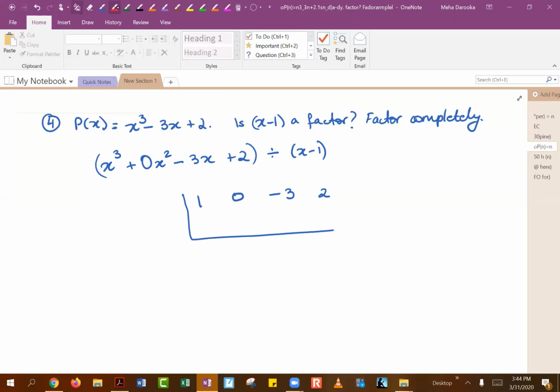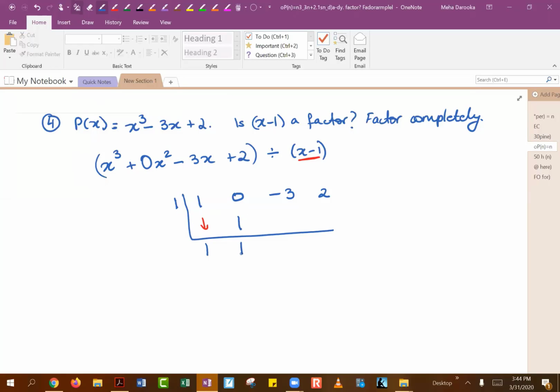Now we are dividing by x minus 1. Remember, you go with the opposite sign from the x minus 1. So since that's a minus 1, that means you are actually dividing by a positive 1. So again, take that first number and bring it down as it is. Then we're going to multiply 1 times 1, which will give us 1.